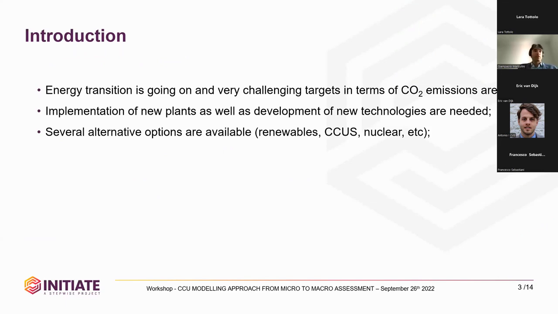This is clear for the last years and is going to be more and more relevant in the near future. Now, when we talk about new plans and new technologies, there are several alternative options which are available. Renewables, where we can cover from geothermal, solar, wind, a lot of them. CCUS, carbon capture, storage and utilization. Again, they can be applied to several different cases, like the cement industry, steel industry, there is nuclear. So a lot of options are available.